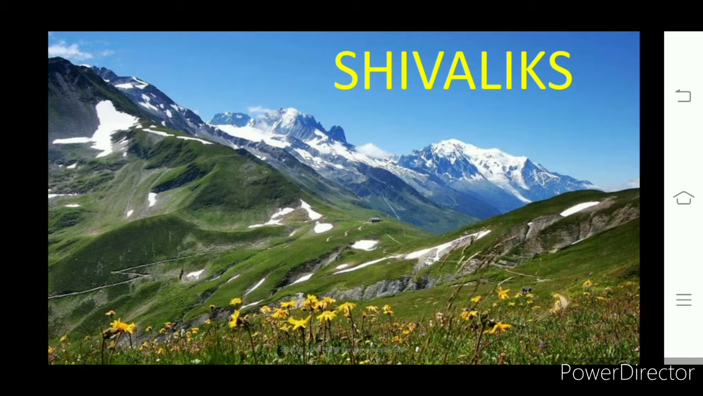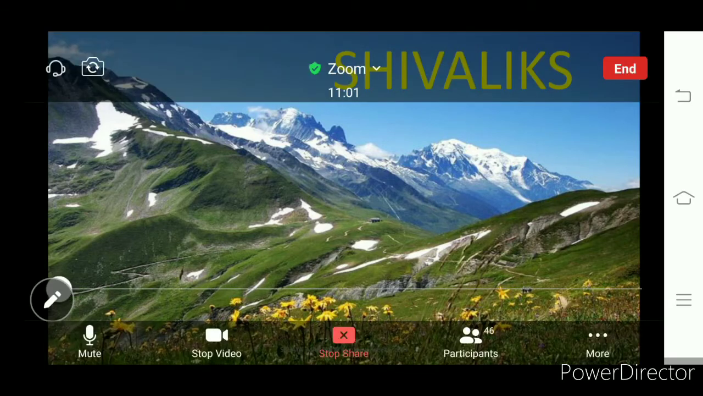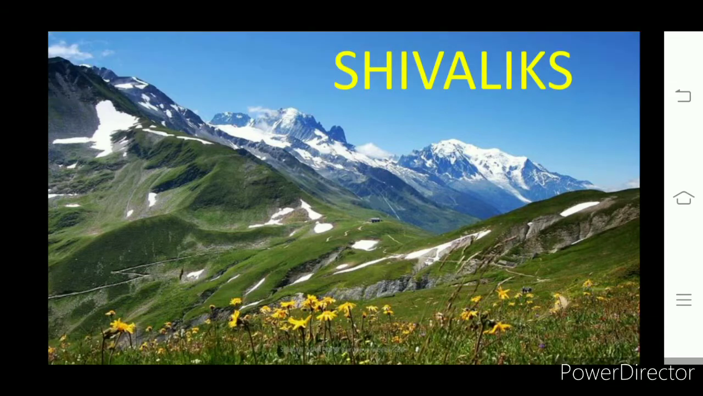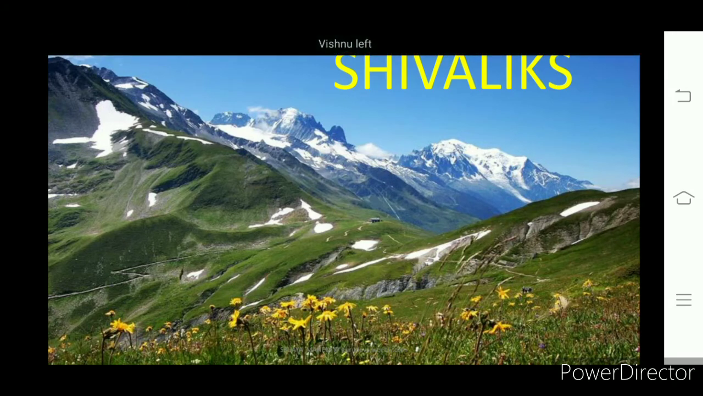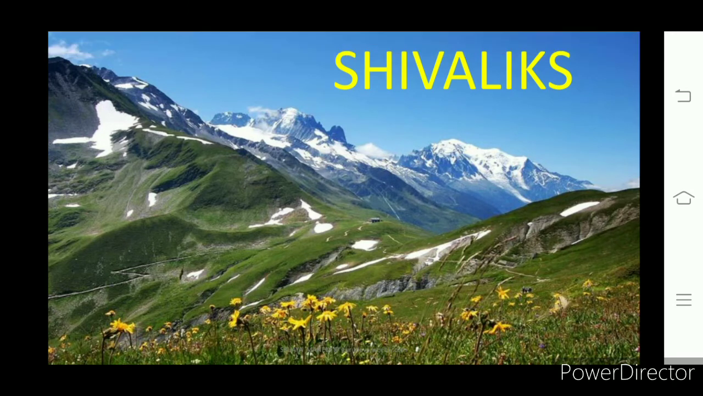And the last range is the Shiwaliks, which is to the south of the lesser Himalayas, and it is also called the outer Himalayas. These Shiwaliks are the last range of the Himalayan mountains. They formed in the last stage of the formation of the Himalayas.